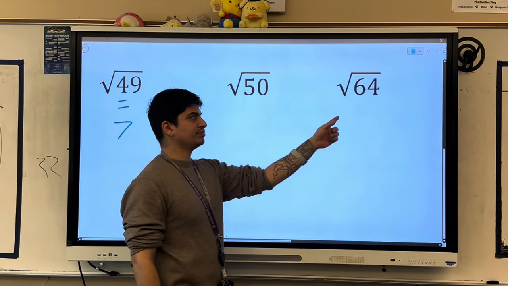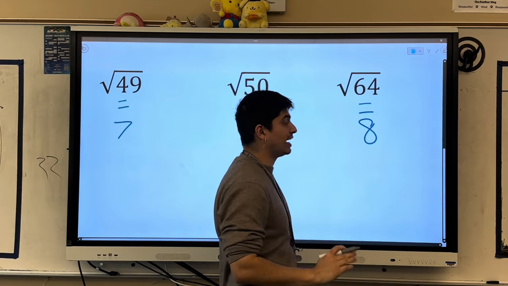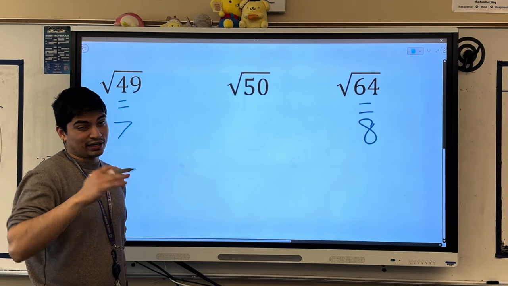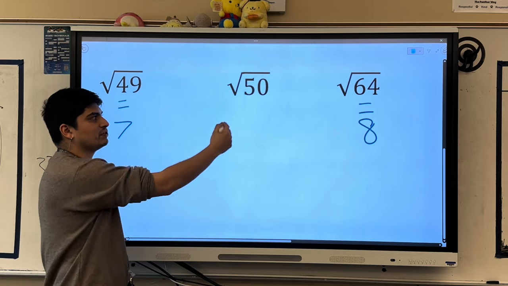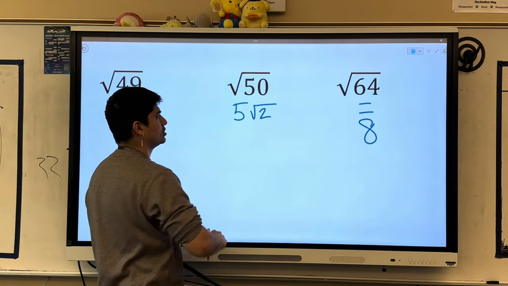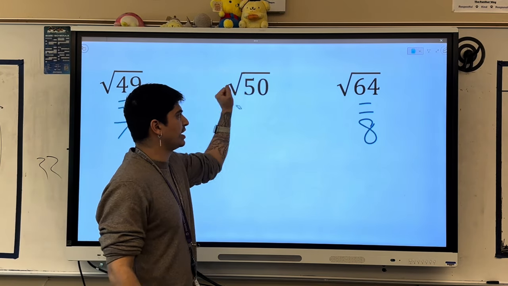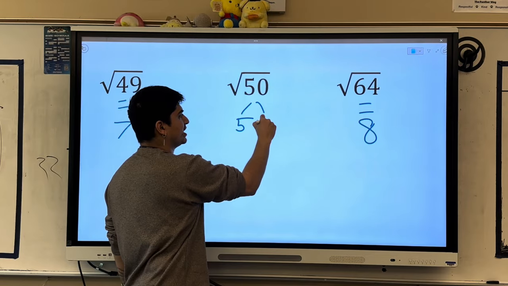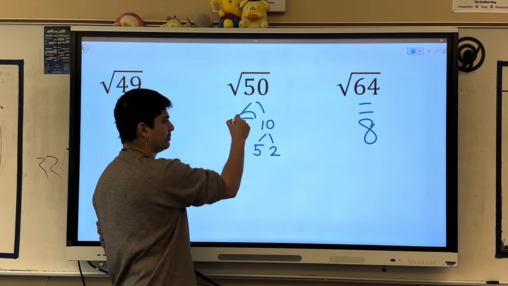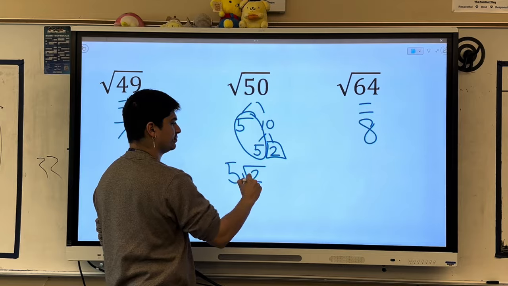I'm gonna jump over here, because this is another perfect square. Square root of 64 is 8. I know that, it's a solid number. Now, if you use the strategy that we just learned about in our last video or in class, you would know that if you factored this out, you would end up getting 5 root 2. This would end up being 5 times 10, which would end up being 5 times 2. You grab your pairs, goes on the outside, 2 is left alone. And there it is, right?